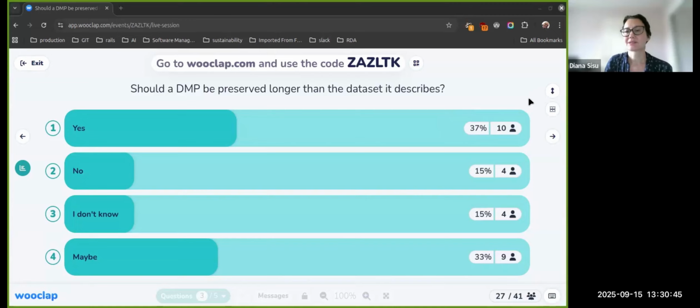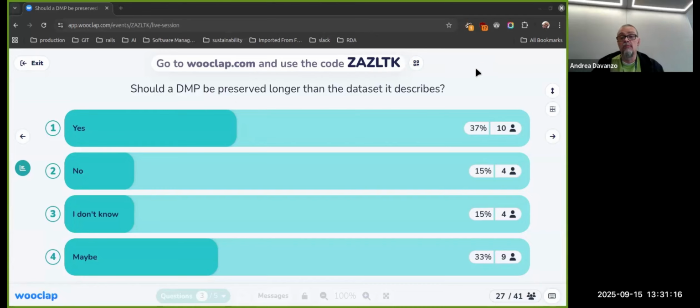There is another comment in support of that. Somebody said, I don't recognize the name from the Zoom user ID, I apologize. It says, I think it might be useful to store the DMP longer because the DMP should also describe when and why the data set has been deleted. If an institute or group wants to research an old data set, they can check the DMP to find out where it is. That is another good point. Excellent.